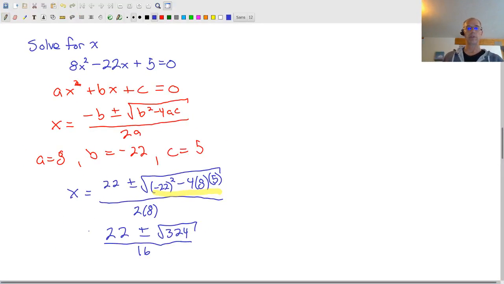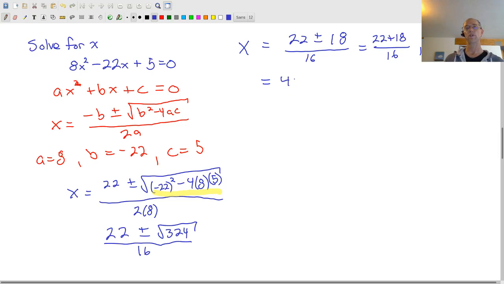So now, we'll bring that up here. We've got x equals 22 plus or minus 18, because the square root of 324 is 18. Square root is now gone, divided by 16. So this means I actually have two answers. One is 22 plus 18 over 16, and the other one is 22 minus 18 over 16. So let's clean those up a little bit. 22 plus 18 would be 40 over 16. And that will probably reduce. Might as well reduce it now.